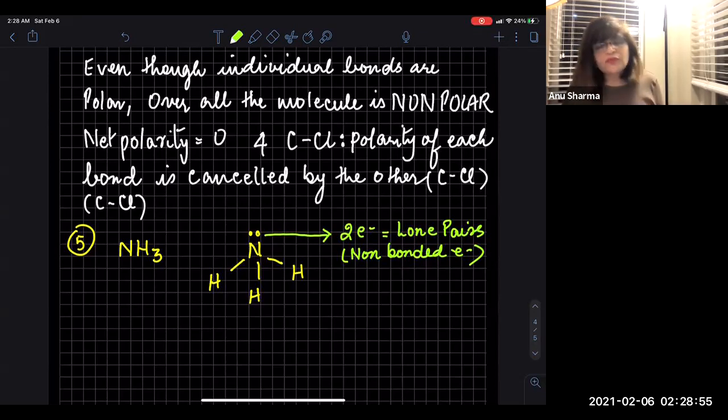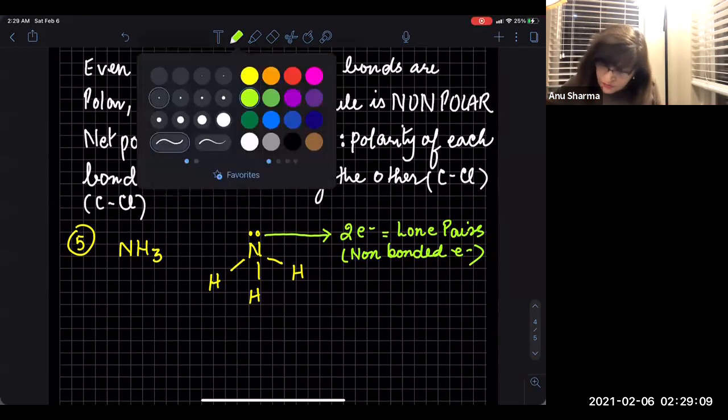Fine. Now, one rule of thumb: anytime on the central atom you have only one lone pair, the electrons are the whole driving force of polarity. Which side are the electrons more towards?